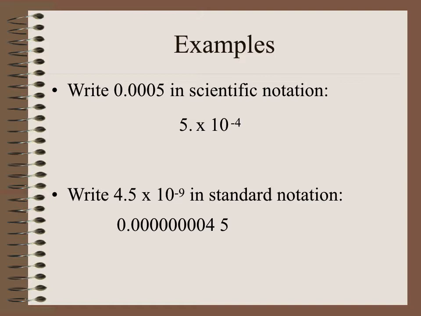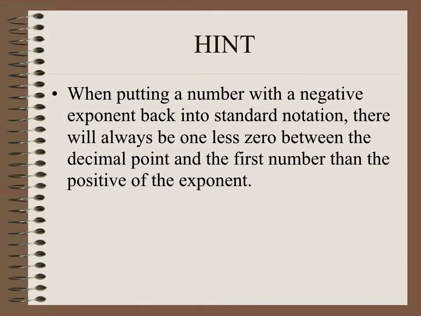This could seem a little confusing at first, but there is a hint that we can use, especially when writing the number in standard notation. When putting a number with a negative exponent back into standard notation, there will always be one less zero between the decimal point and the first number than the positive of that exponent. If we look back at the previous example, we had 4.5 times 10 to the negative 9th. The positive of our exponent is a positive 9. 1 less than 9 is 8, and we ended up with 8 zeros between the decimal point and the 4.